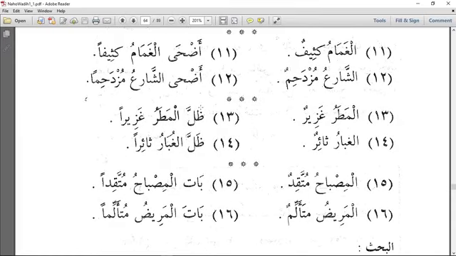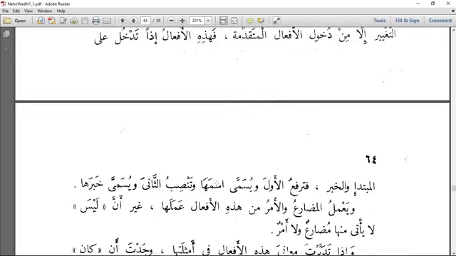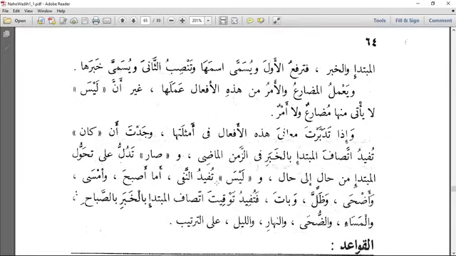So kana is used to describe the mubtada with the khabar in the past. Sara is used to denote change between states of the mubtada using the khabar. While asbaha, amsa, adha. So taking a look at the explanation, what I've explained earlier is what we are going to find here.